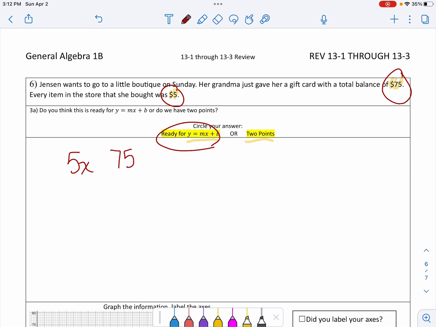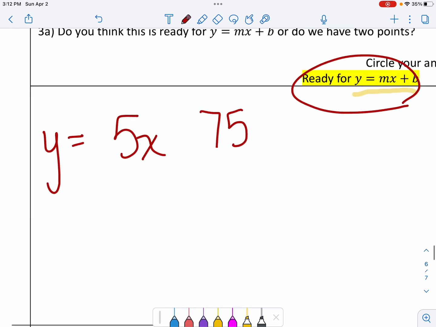Okay. So I saw that word. You saw that word every. It was associated with the 5. That's why it goes by the x. That's your slope. Now, we need to be careful in this one because did her balance start positive? Yes. But every item she bought is going to do what to that balance? Reduce it. So we need to make that negative. So that is tricky, okay?